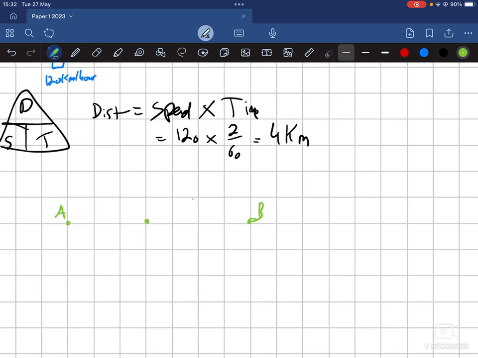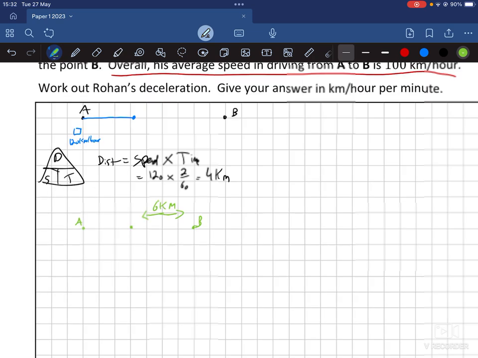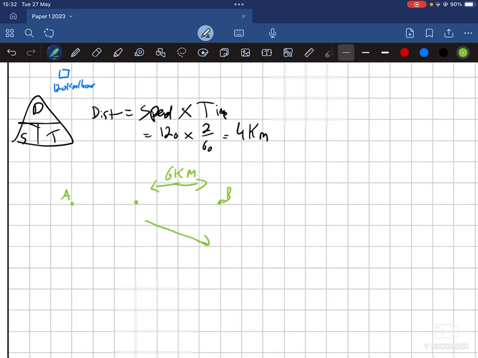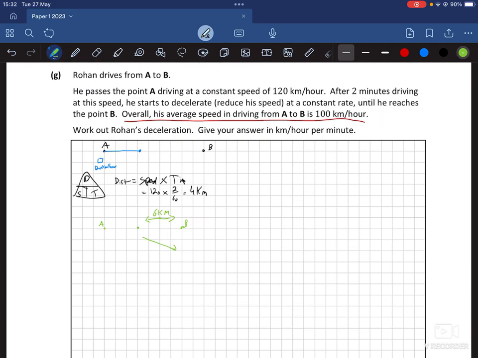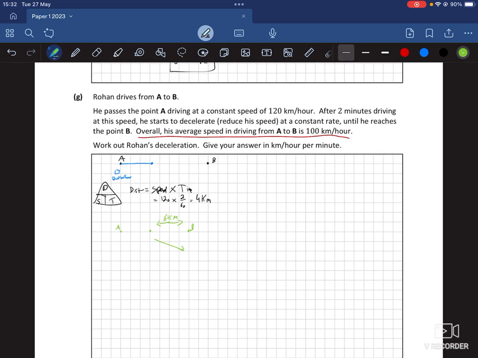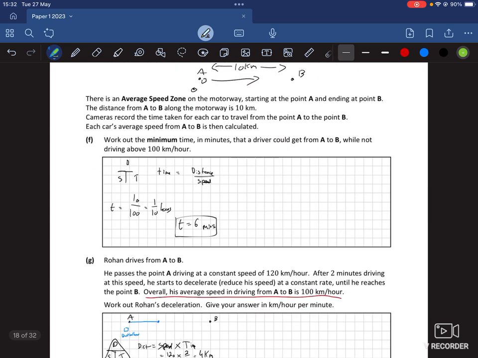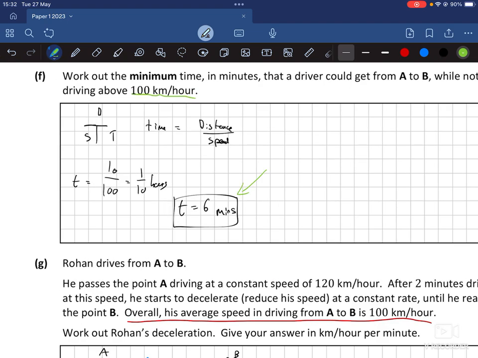So now he has to travel 6 more kilometers. He has 6 kilometers to travel. He's slowing the car down. That's kind of the interesting thing. But we're told that his average speed in driving from A to B is 100 kilometers per hour. So looking at the last part of the question, the minimum time, if his average speed is 100 kilometers per hour, that must mean he traveled there in 6 minutes, like we just figured out.